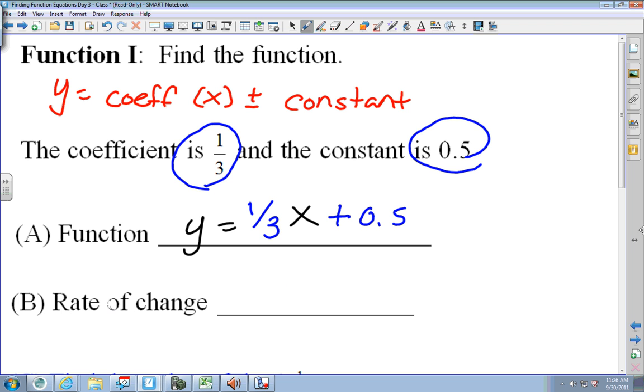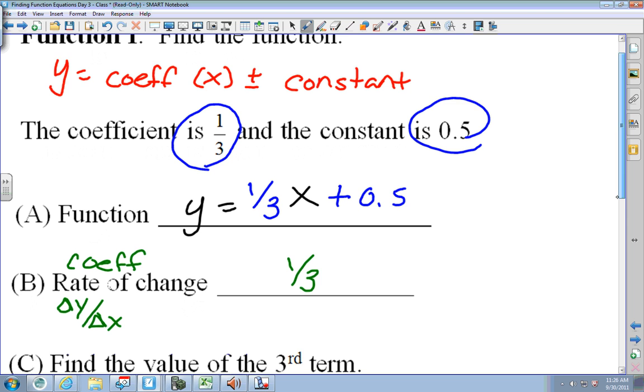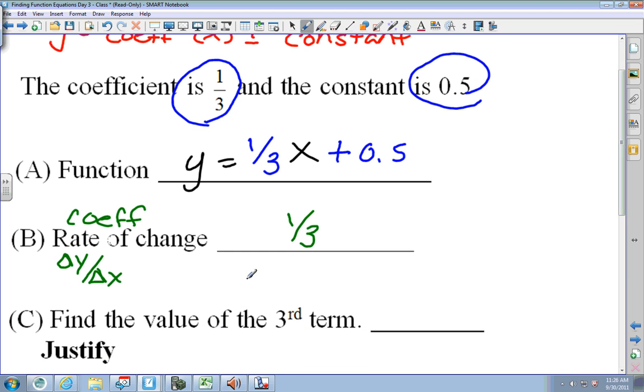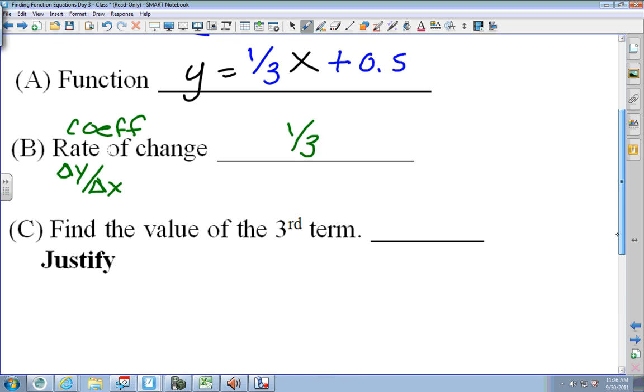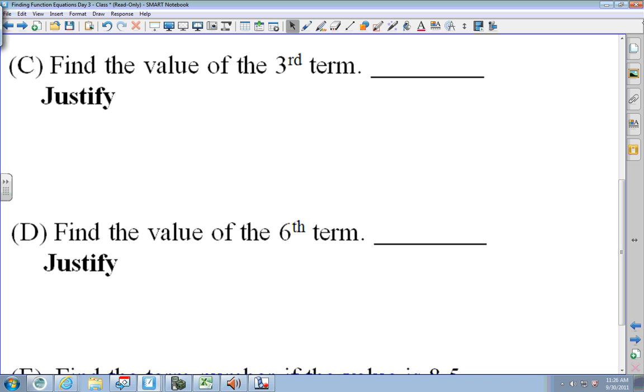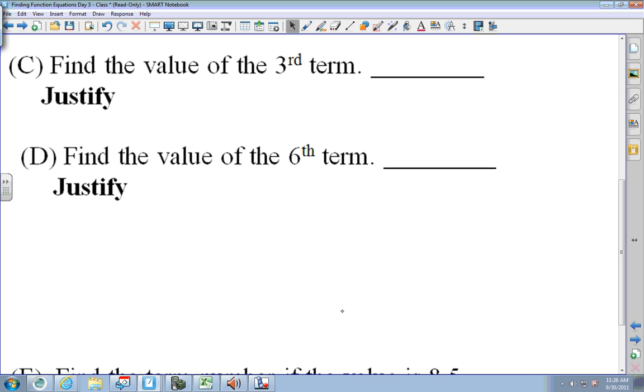The rate of change is the same as delta y over delta x. It's your coefficient, which is 1/3. Now if I go down, what is the value of the third term? Okay, so let's see here. I'm going to try and move some of this up here so that we can see them.